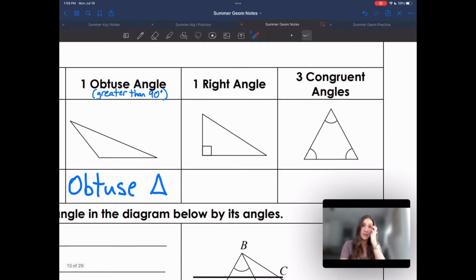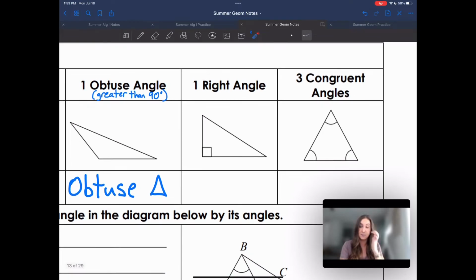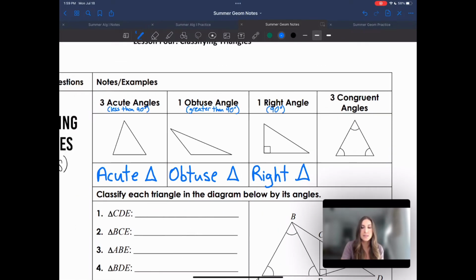This one I think you're familiar with because we've already talked about this. If you have just one right angle, which is a 90-degree angle, it doesn't matter what the other two are, obviously these two would both be acute, but if there's one 90-degree angle, we call it a right triangle. And those are the three basic ones. We do have kind of a fourth category here.